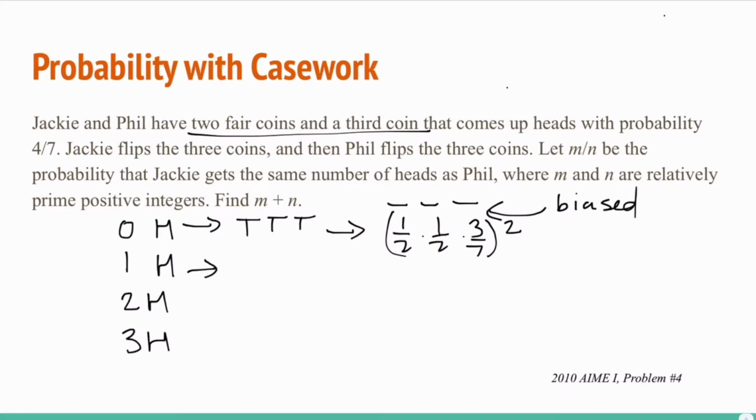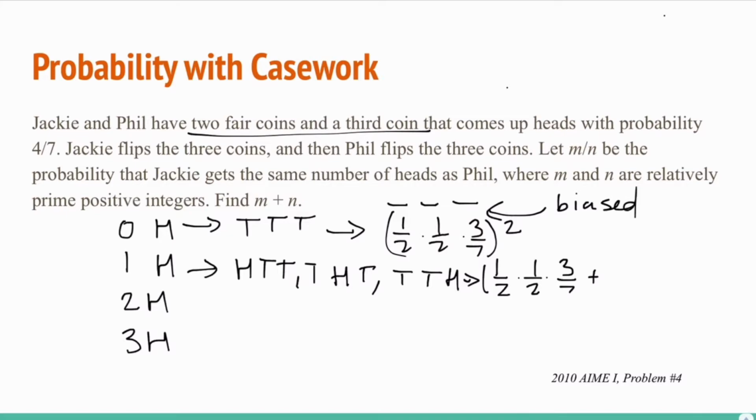For 1 head, there are 3 possibilities: HTT, THT, or TTH. And the probability of this is half times 3/7 times 2, since this happens twice, plus half times 4/7, squared.